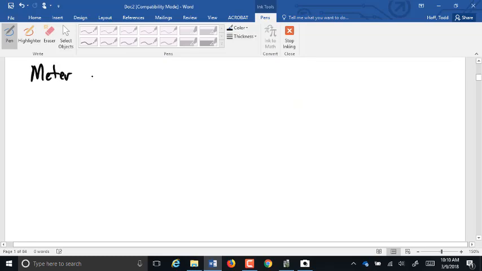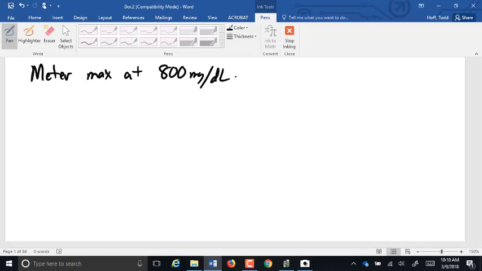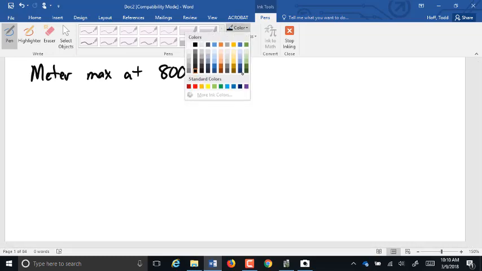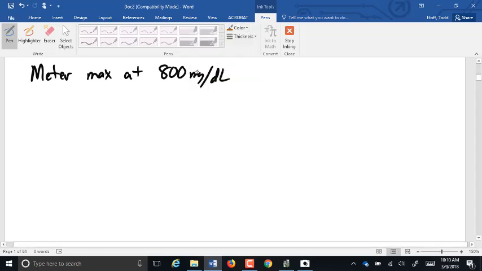Let's say you have a meter that maxes out at 800 milligrams per deciliter. This might be for urine testing or blood testing, depending on what we're testing. You take a sample of blood and your blood sample exceeds the limits of the meter. The meter gives you back an error, or unable to read. So what we have to do is we have to dilute that blood in order to read it.